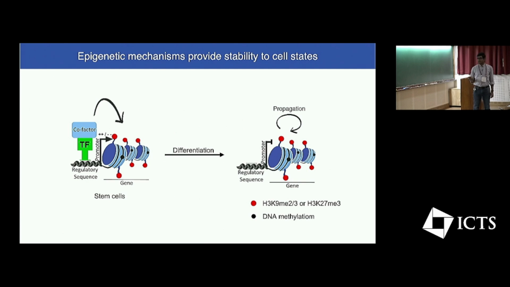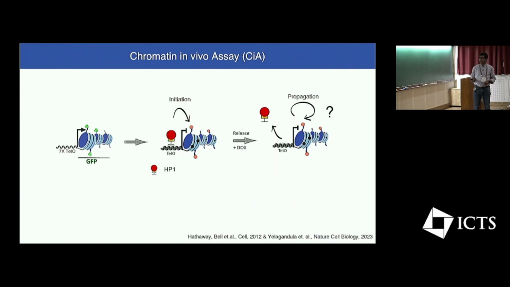So we wanted to ask what is the sequence of events during the establishment of these heterochromatin domains, what are the kinetics, and what is the contribution of these histone modifications and DNA methylation in the maintenance of this propagation, the maintenance of epigenetic memory. For this, we designed a reductionist biosynthetic approach called the chromatin in vivo assay.